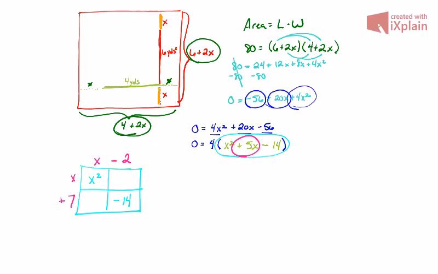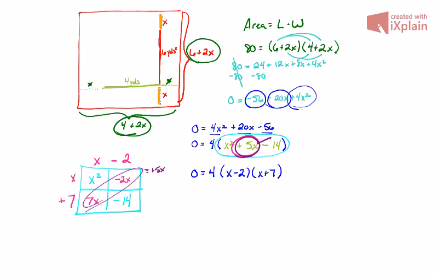So x times negative 2 gives you negative 2x. X times 7 gives you 7x. And then if we were to check this, if we were to add those, that is going to come out to a positive 5x, which is what we have, so that's great. Let's continue. So we can boil this down and say this is 0 is equal to 4 times the quantity x minus 2 times the quantity of x plus 7.